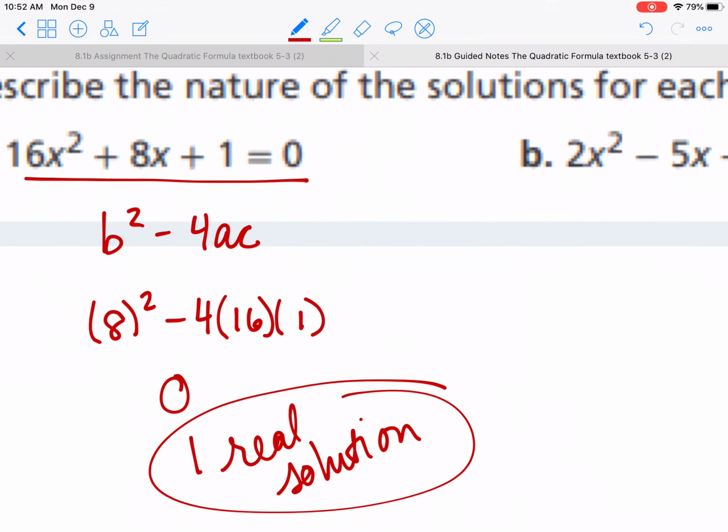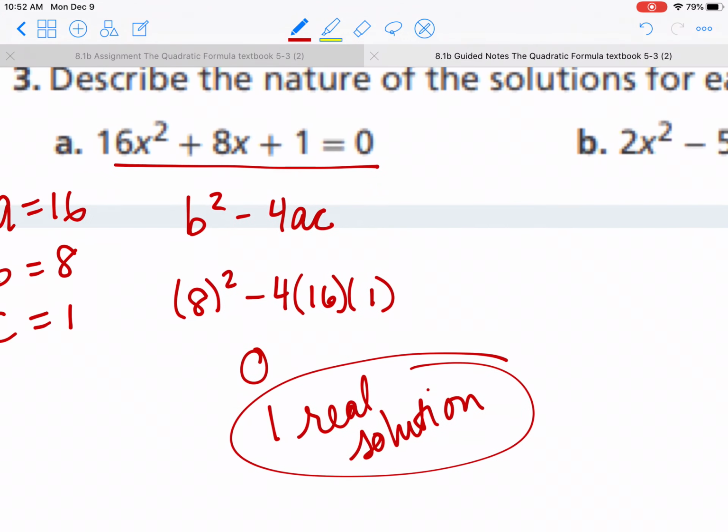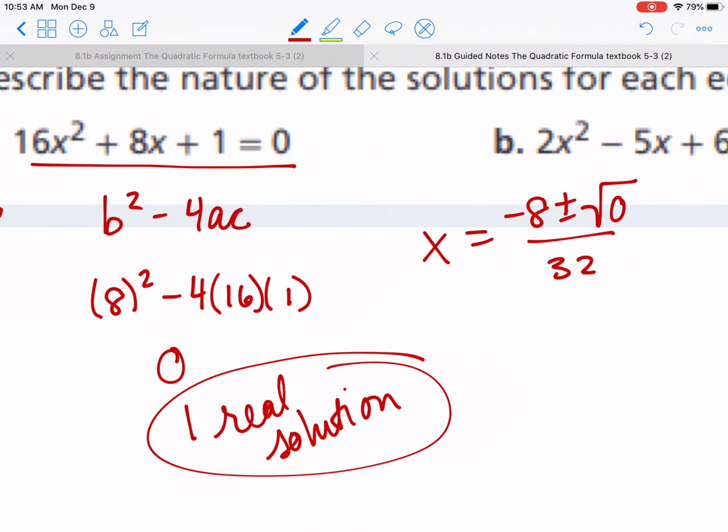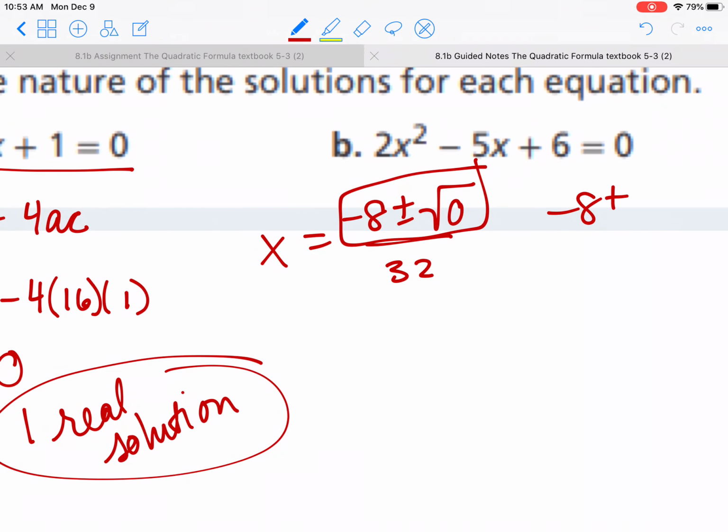Let's think that through for just a second. Suppose that we had, let's see, we can use the actual numbers from here. X equals negative b plus or minus the square root of, we found out that's 0, all over 2 times a, that's going to be 32, 2 times 16. Let's simplify on the numerator, right? The square root of 0 is 0. So now I'm looking at negative 8 plus or minus 0.